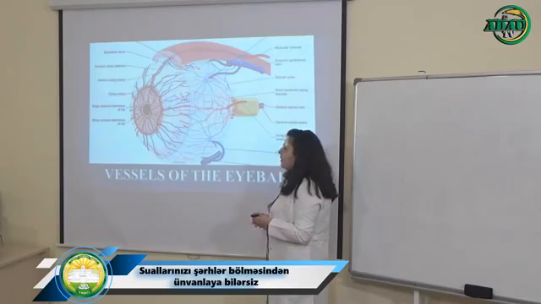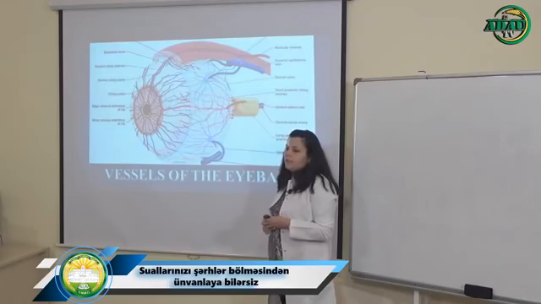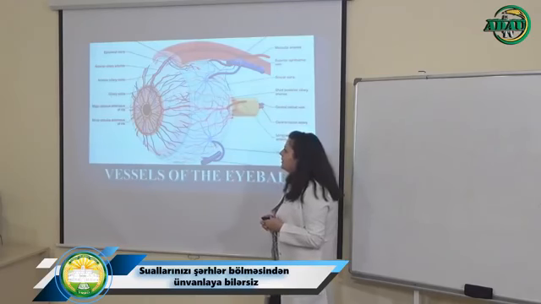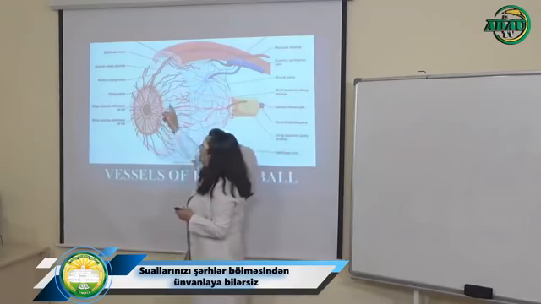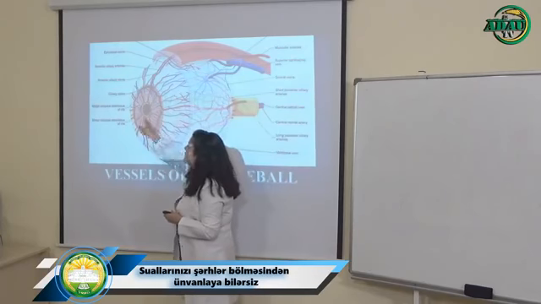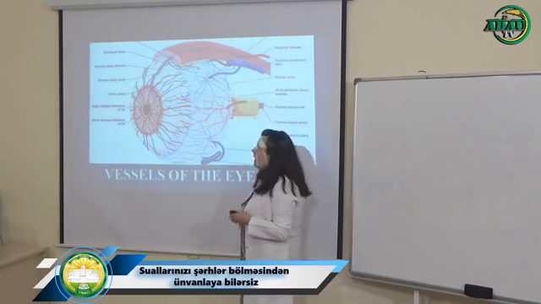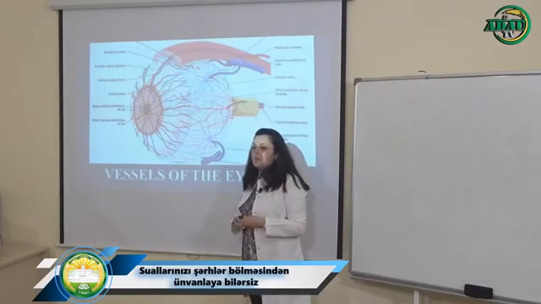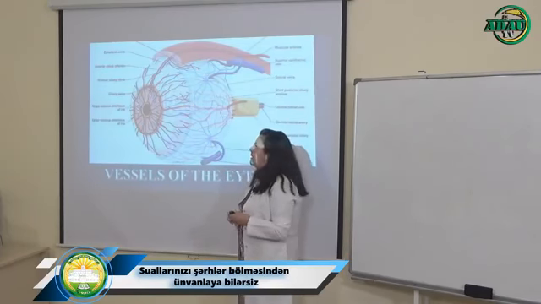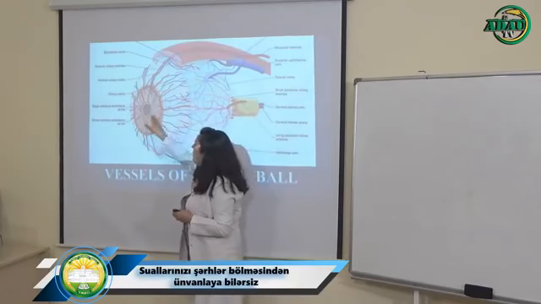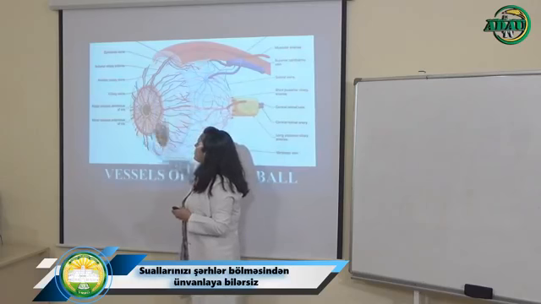Here you can see the arteries and veins which compose the vascular layer of the eyeball. And besides, here you can see very important, very interesting structures which are called the circles of the iris. The iris has 2 arterial circles, circulus arteriosus major et minor. Here you can see the small arterial circle and the large arterial circle here.